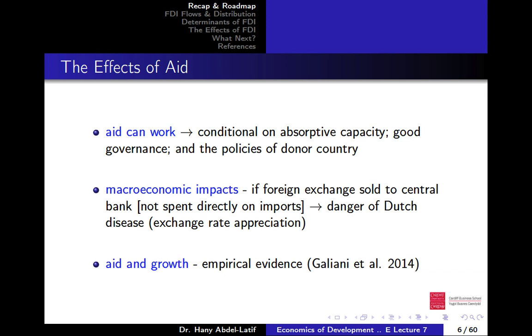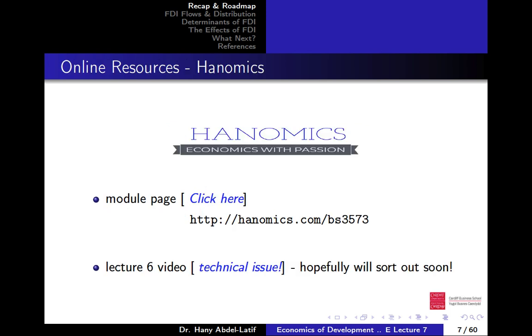We talked about macroeconomic impacts, and we said if foreign exchange is sold to the central bank and not spent directly on imports, there's a danger of Dutch disease, which means exchange rate appreciation, and this will make exports relatively more expensive. On aid and growth, we discussed only one paper last time, and that's pretty much everything we talked about.